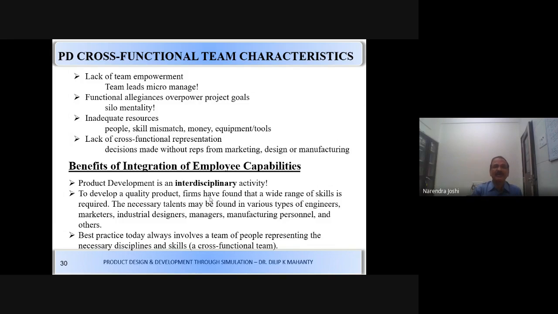What are the benefits of integrating employee capabilities? Product development is an interdisciplinary activity. So when you're talking about this, I need to have very strong cross-functional teams which give all these things. And in today's world, if you see, the best of the best products are being made by Indians, whether you talk about India or abroad. The top 7-8 organizations in software development and other areas are all Indians. And we are very proud to say that we have that kind of technology push in our mind and our thought process. And we are able to make it happen and show it as reality.